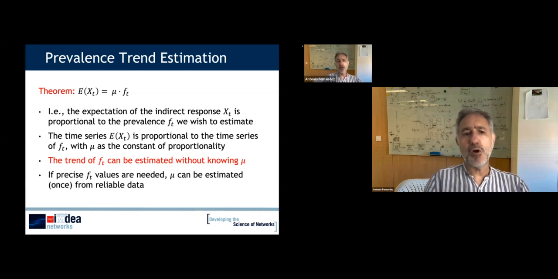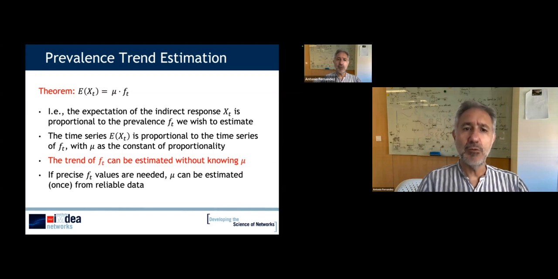And for that, one thing that can be done is to look at one particular time t in which the actual prevalence is known, and that will allow us to estimate mu with certain error, but still it will help to get the evolution of the prevalence over time.